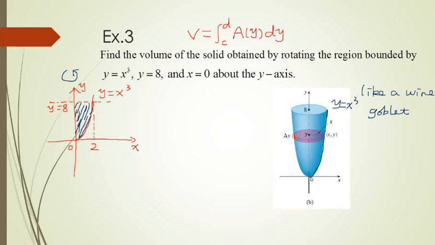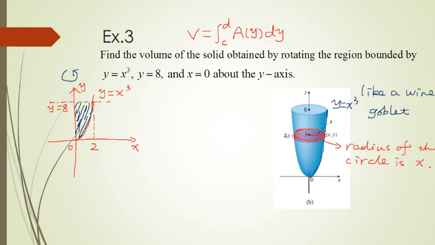Of course, you will notice that again the cross section region gives a circle, right? The cross section region here is the circle again, but you need to figure out the radius of the circle. And here it's easy to check that this is the radius of the circle. What is the radius? The radius of the circle is x, right?